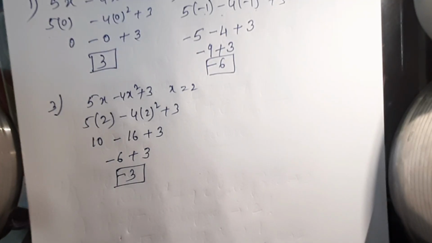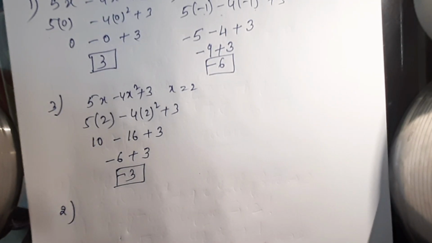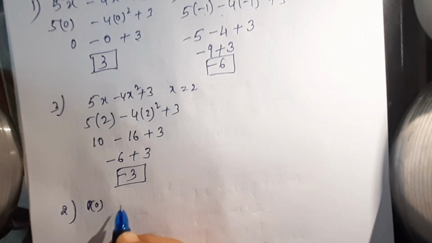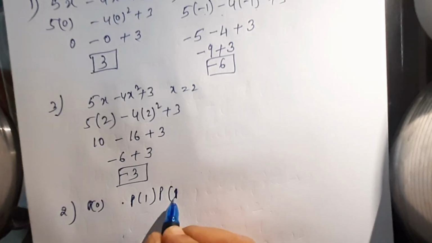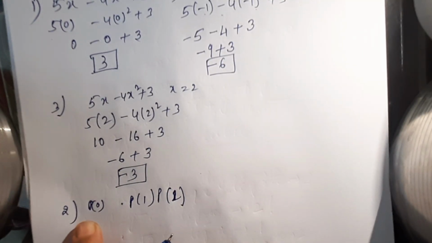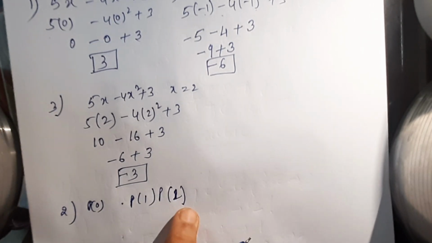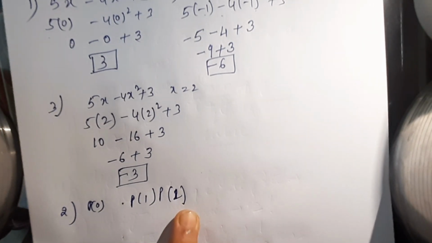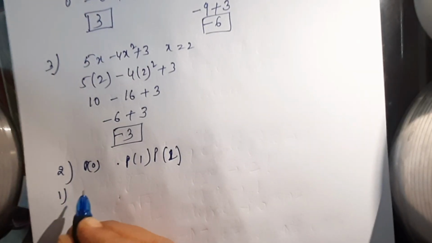Now question number 2. It is given, find p of 0, p at 1 and p at 2. So here the values of x are given. So we are finding the polynomial value where x is 0, or x is 1, or x is 2. So the different conditions are there where we need to find the value of the polynomial. This is also the same as we did for question number 1.